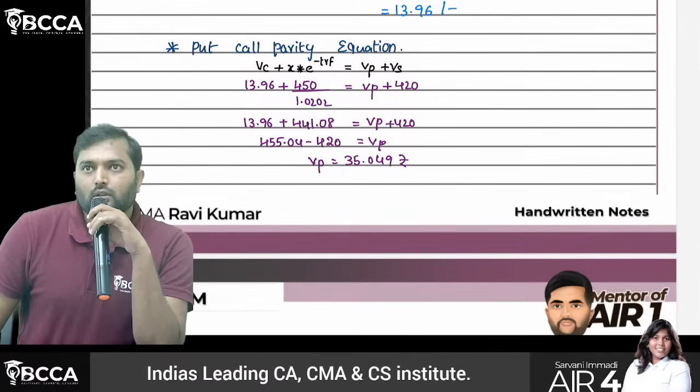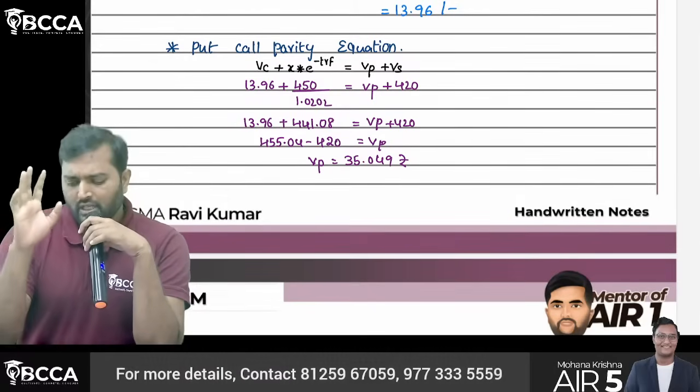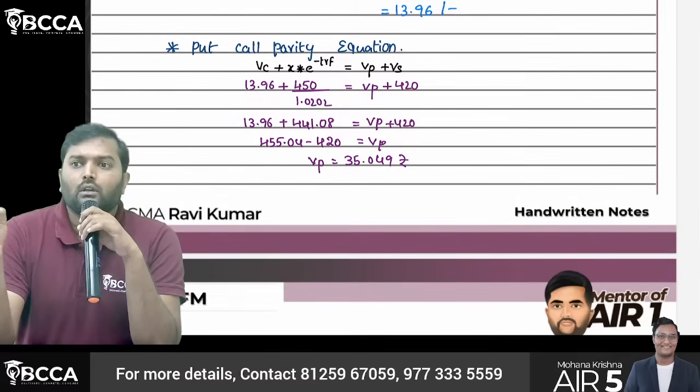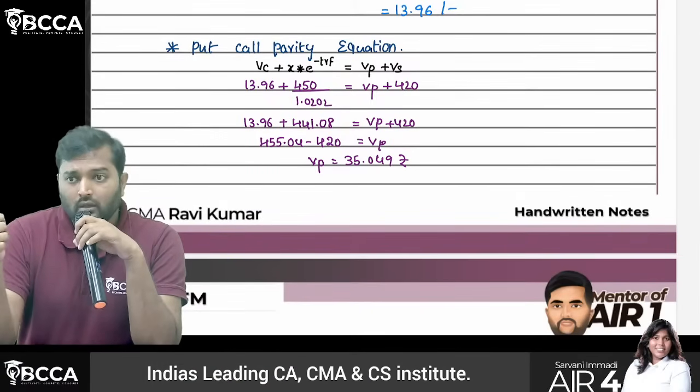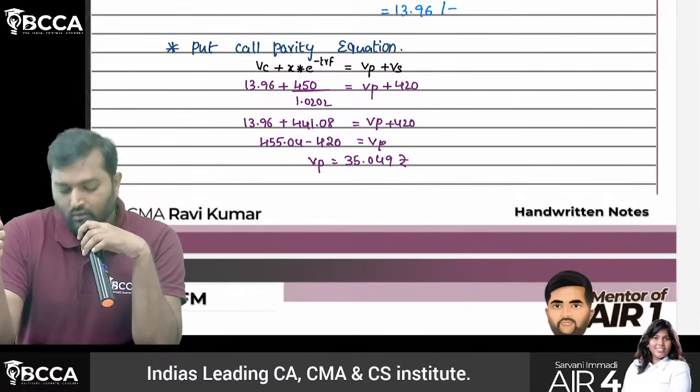Clear? So the value of a put is not asked in the question. But for MCQs, they will give the value of a call, nothing but the call premium, and next what?